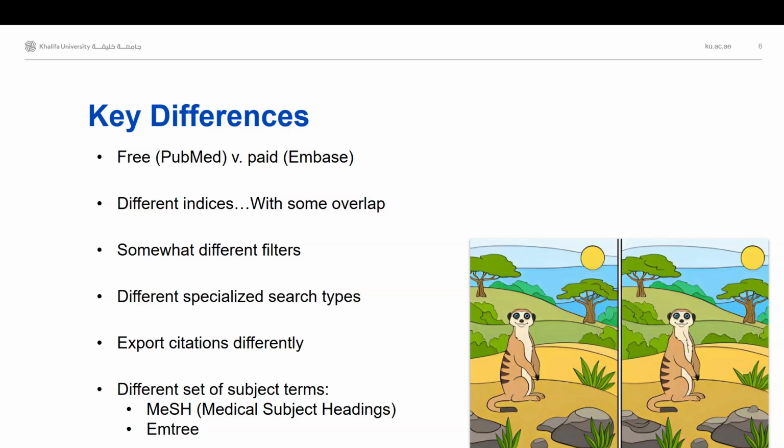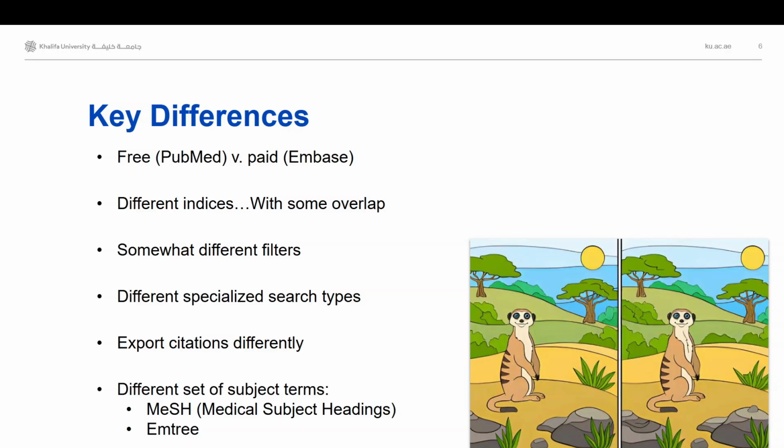So even though you might be searching some of the same records, because they have different interfaces and different search filters, you will be able to maybe find articles in one search that you wouldn't find in the other. They offer quite different specialized search types. So for example, PubMed has clinical queries, whereas Embase gives you a PICO search. So if you're interested in, say, particularly medical devices, you might start with Embase first.